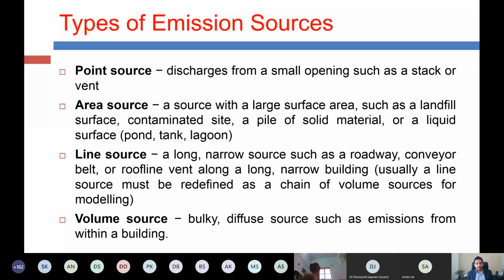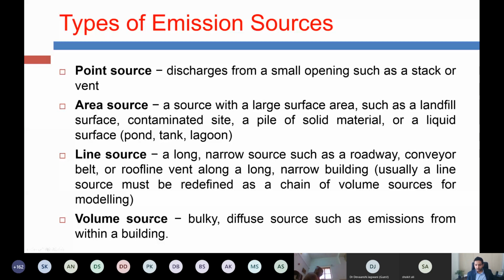Similarly, with the line source, the emissions come from road sources, such as vehicular emissions. We can also predict the emissions from a moving source, such as trucks and vehicles, and there is specific information that is required to be fed in in order to get the most accurate results.